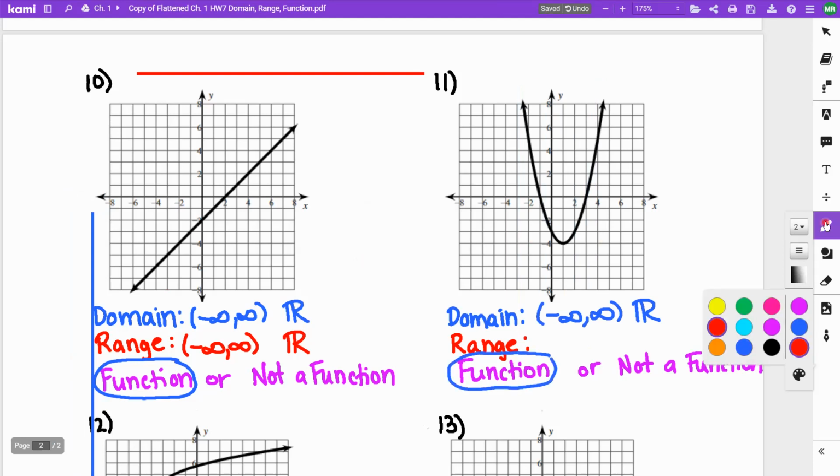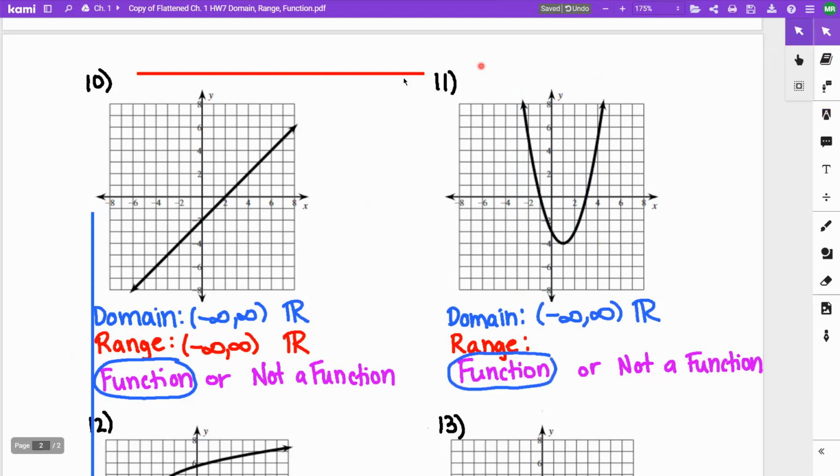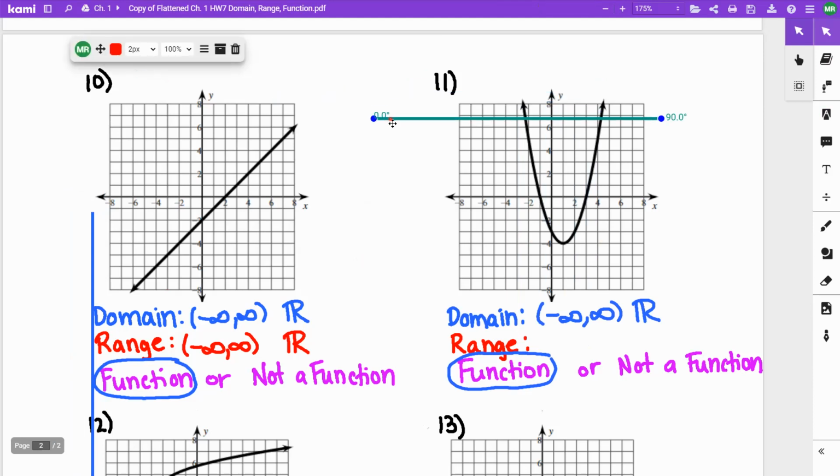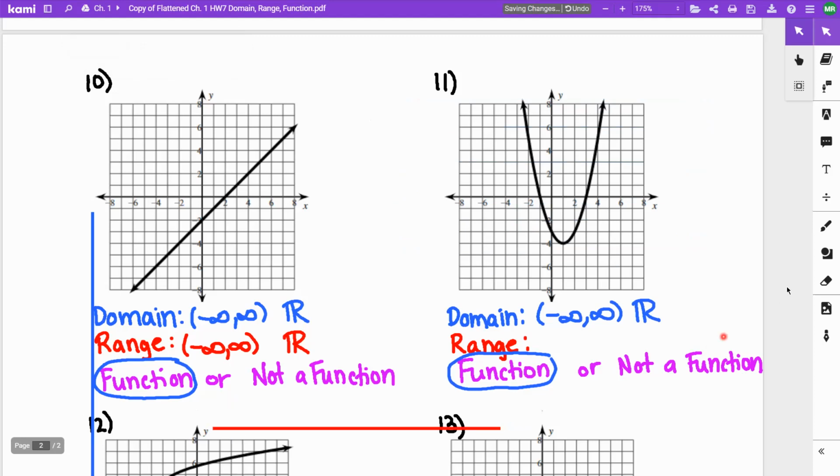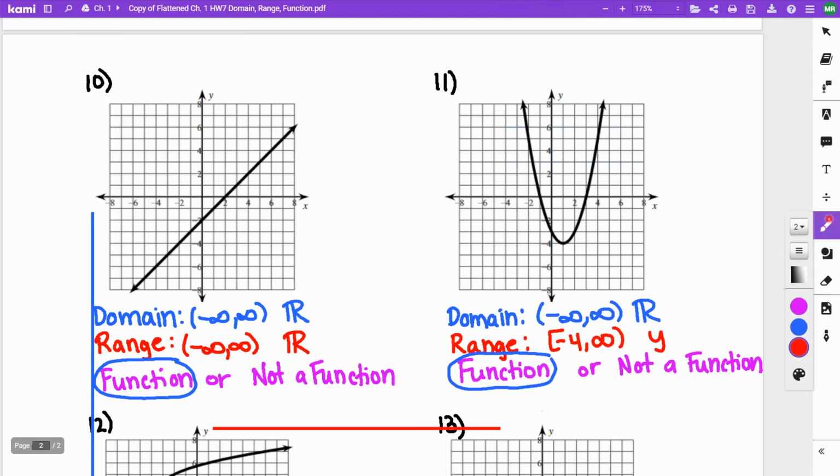And when I'm looking at the range, the lowest this is going to go is to here at -4, and it's going to go forever and ever up. It actually touches at -4, so this is going to be closed, and then to infinity, which is going to be open bracket. So I'm going to have close bracket -4 to infinity open bracket, or y is greater than or equal to -4.